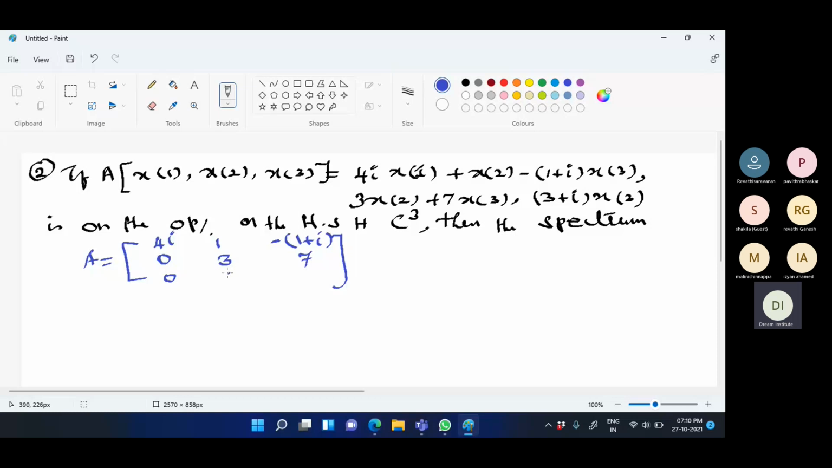There is no x1, x1. In the second equation, neither x1 nor x2 is there. So we have to write correctly, it is 3 only. It's also 3 only. 3 plus i.